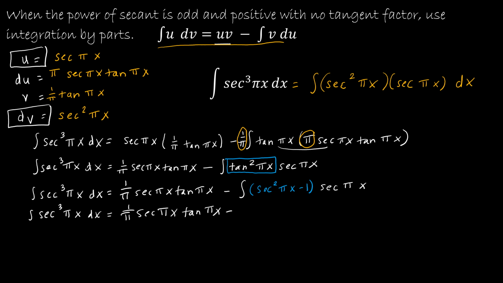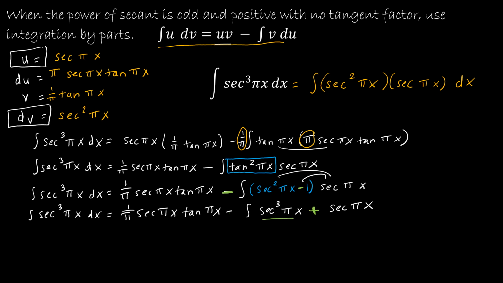So now I have the integral of secant cubed pi x, and then when I take 1 times secant pi x, I get obviously just secant pi x. And what I want to do is, instead of having these parentheses here, I'm just going to distribute that negative. So this negative here is going to make this first one negative, but this guy, which would have been a negative and then a negative, is actually going to be a plus.